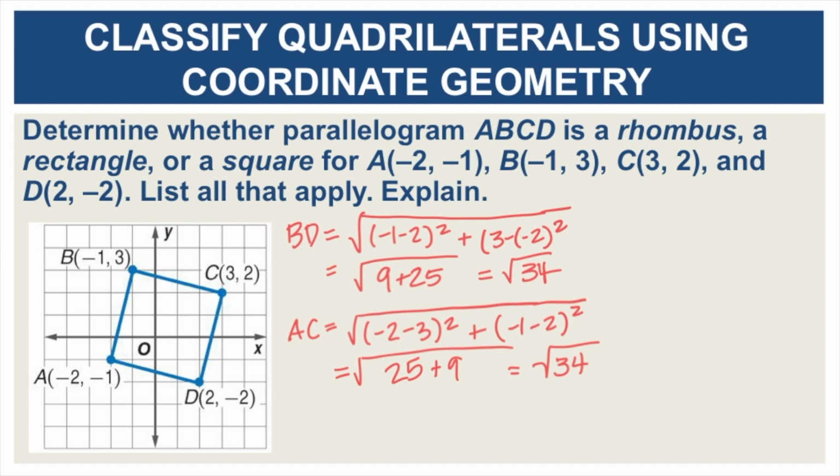Okay, so my diagonals are congruent because they're both equal to the square root of 34. So if the diagonals are congruent, then it is a rectangle. So I'm going to write rectangle because the diagonals are congruent.